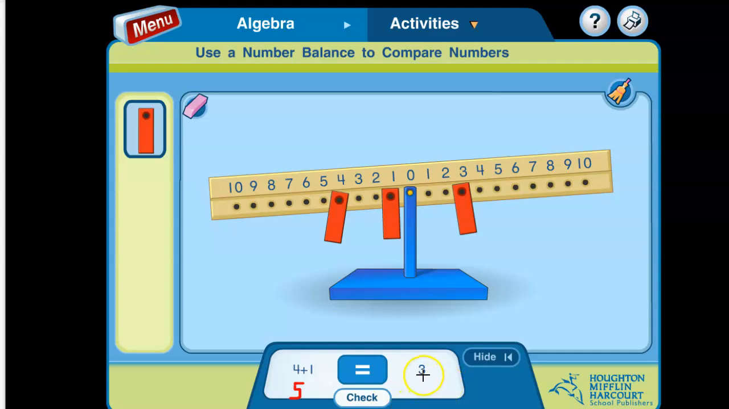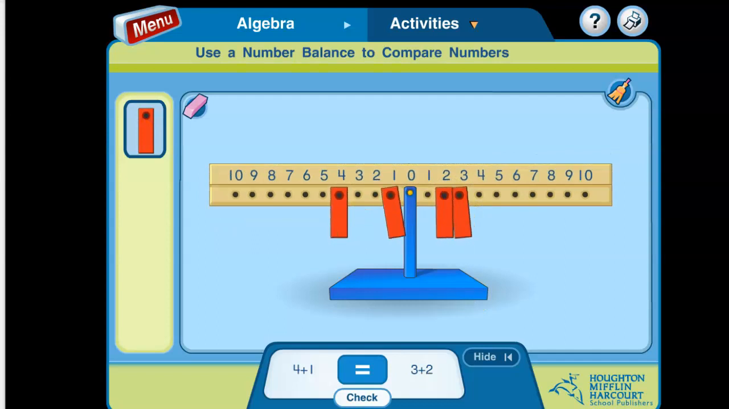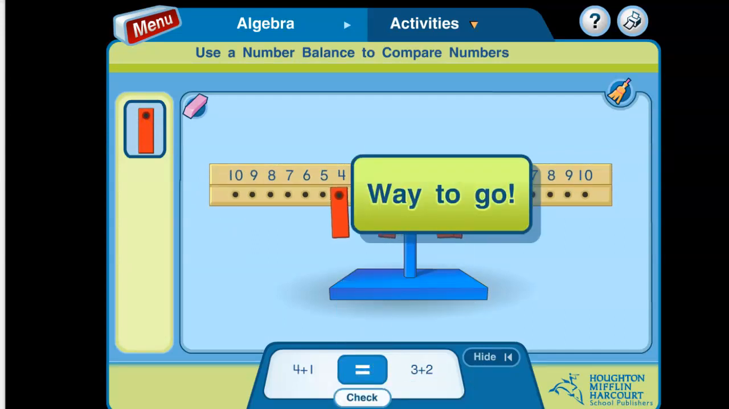And then I need to get to 5. So I go 3, 4, 5. So my missing number would be a 2. Let's check the equation. Correct. Alright, so let's go ahead and practice.